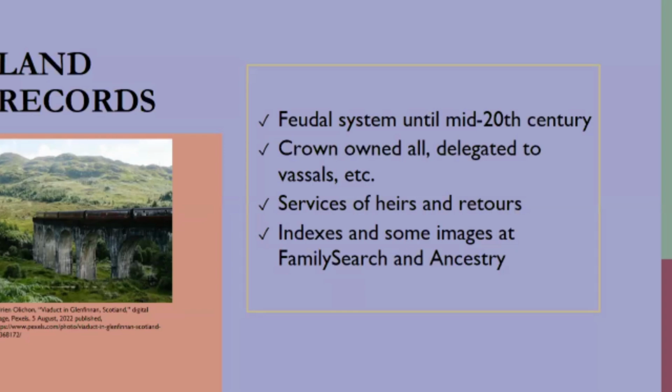And the heir, the so-called heir, would have to prove that he was the rightful heir to this property. And the jury would determine if he made his case or not. And if he made his case, then they would give him his land. So the service of heirs were the documents for the court case, and the retours was the verdict of the jury. And a lot of those indexes and some of those images you can find in FamilySearch and Ancestry.